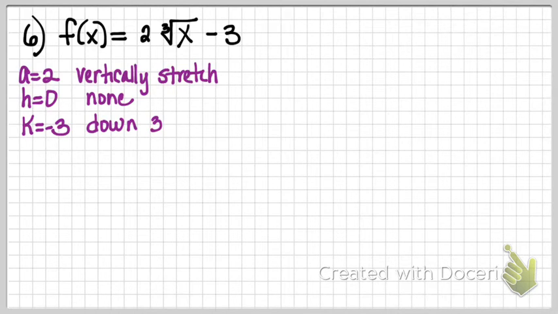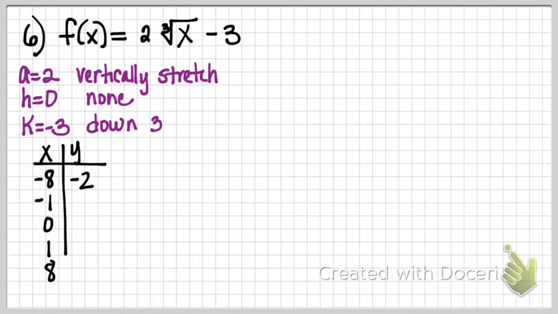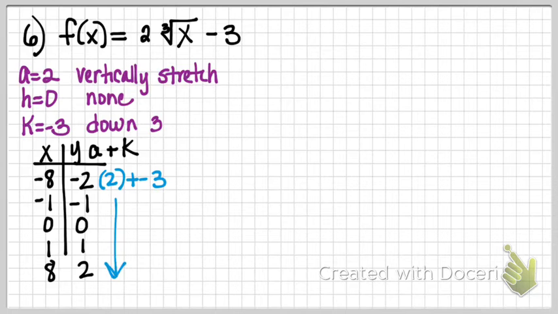So a cube root, using these 5 numbers, it's just the easiest to use because the next cube root would be 27, and that's kind of big. So we're not making any changes to X. The only thing you're doing is multiplying your Y value by A and adding K, which means you're multiplying your Y values by 2 and adding a -3. Go ahead and do that.